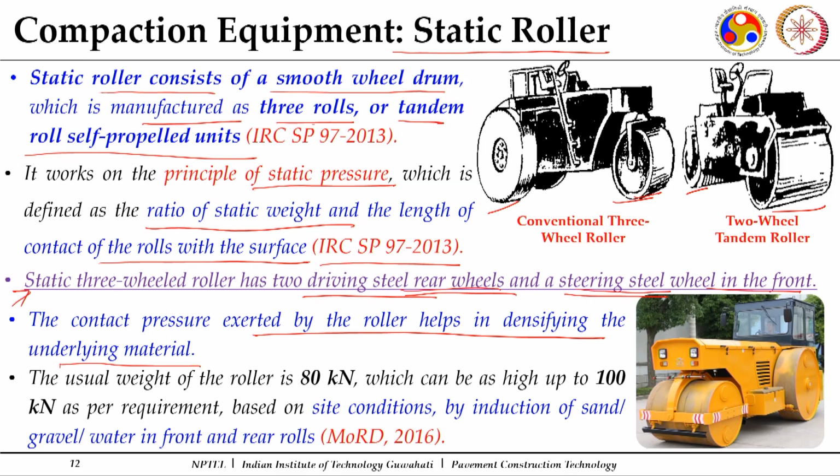They come in different capacities. The usual one normally comes in an 8-ton capacity, or an 80 kN capacity, and the weight of the roller can be as high as 100 kN also. Normally, by adding sand, gravel, or water in the front and the rear wheels, you can increase the weight of these rollers. So, this is how it looks. You can see the conventional 3-wheel roller at the top. This is the front one, there is one on the rear end on this side, and the other one will be on the other side.